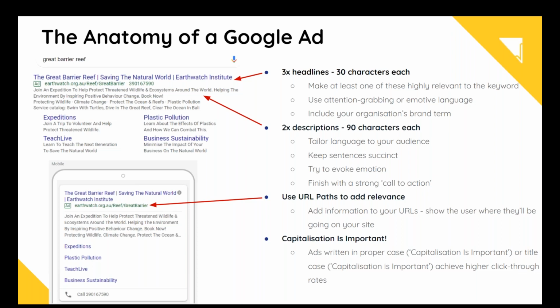And finally, you should finish your ad description with a strong call to action. This is a really important one. You want to leave the user with a clear indication of the action they should take next. In this case, Book Now gives a clear message that they should consider booking onto one of these expeditions.